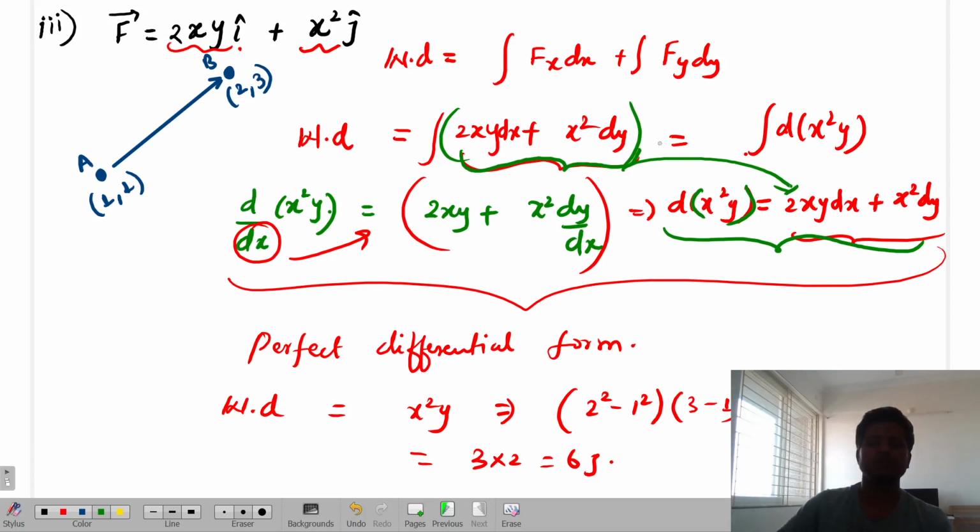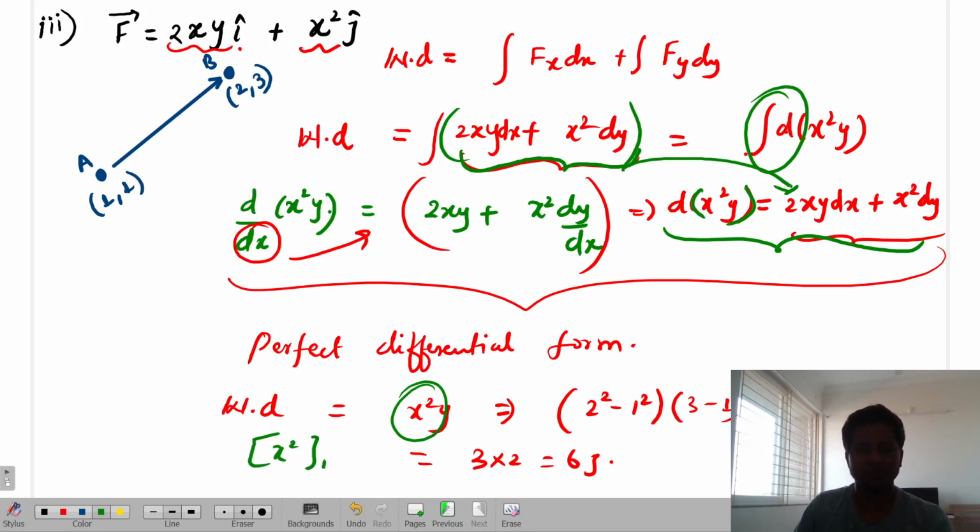Understood. So if I do the integration of d of x square y, the d gets neutralized. So what is left is x square y only, and x varies from 1 to 2, so it will become x square from 1 to 2, and y from 1 to 3. Put the limits and then multiply, you will get the answer. Is that clear? So this is called a perfect differential form.